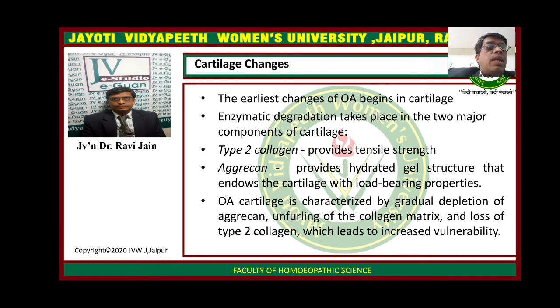There is enzymatic degradation that takes place in the two major components of the cartilage: type 2 collagen, which provides tensile strength, and aggrecan, which provides a hydrated gel-like structure that endows the cartilage with load-bearing properties. Osteoarthritic cartilage is characterized by gradual depletion of the aggrecan, unfolding of the collagen matrix, and loss of type 2 collagen, which leads to increased vulnerability.